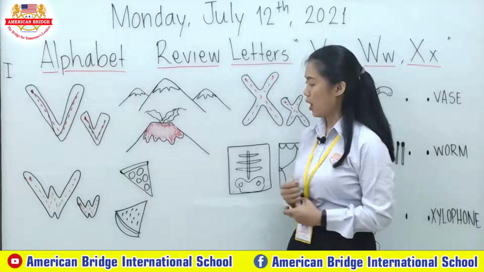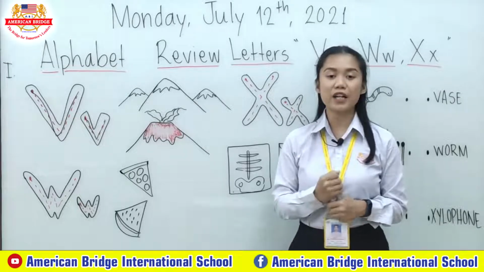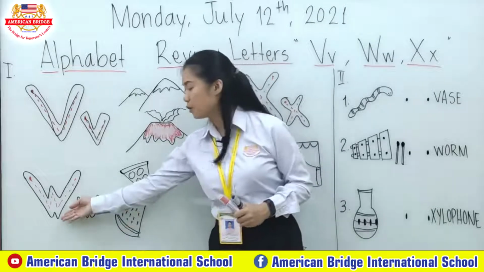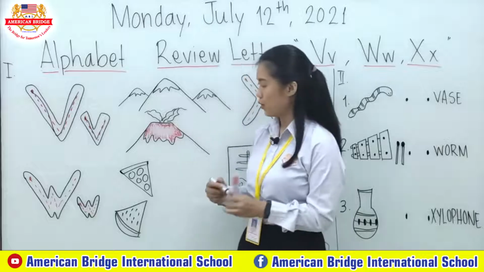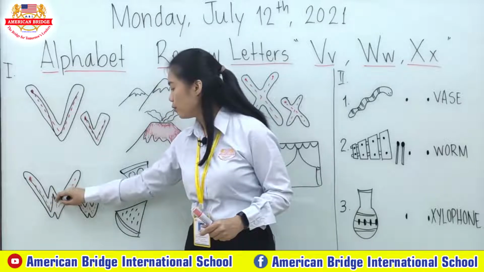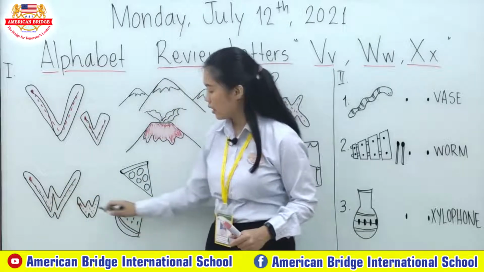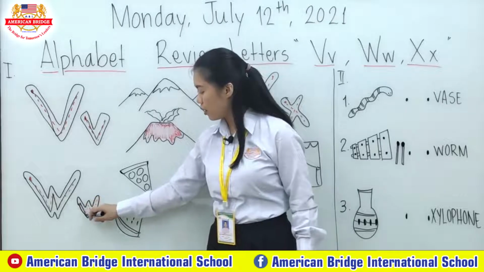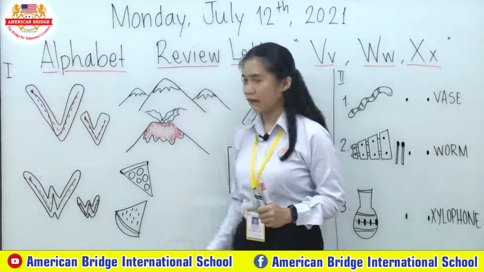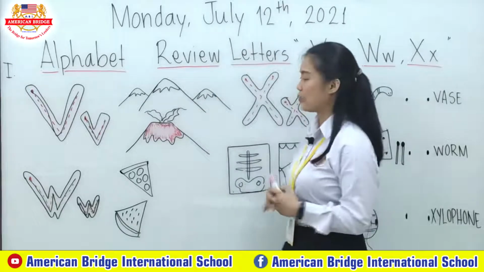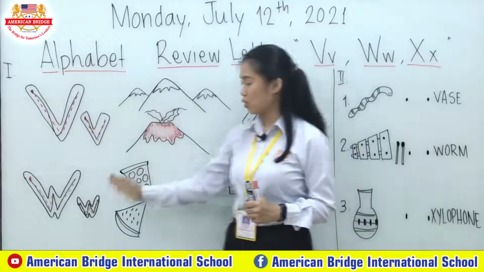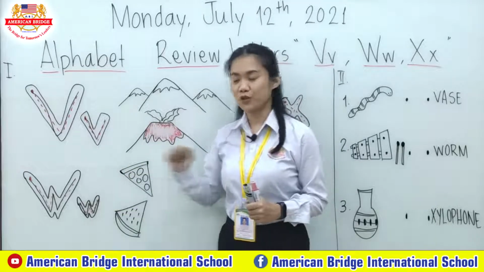So let's move on to our second letter. It's letter W. And let's trace the capital W and the small w. So we have capital W, 1, 2, 3, and 4. And small w, we have 1, 2, 3, and 4 also. Now, for this picture, we have two different pictures in here. We need to identify and color which picture matches our letter, the letter W.